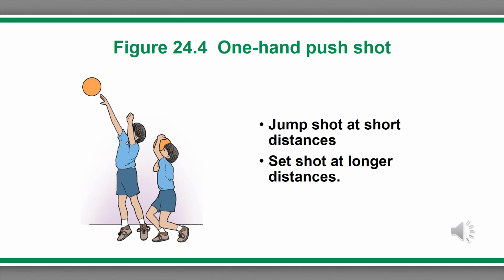And I also want you to know most of your elementary children can't do the jump shot. A jump shot at shorter distances is what you're going to do, but the set shot is for longer distance, because most of these elementary school children find it very difficult to shoot a jump shot. So a set shot can be taught to them, though. They can get that.